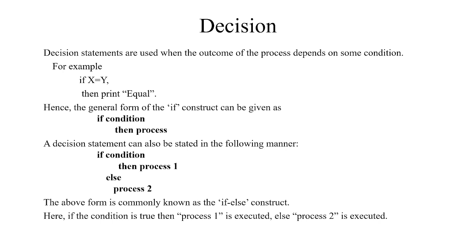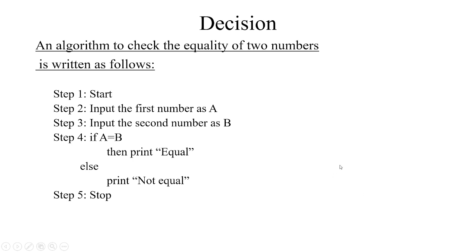Here, we said that if the condition is true, what to do, and if the condition is false, we also specify that. That is, if condition, then if the condition is true, do process 1. If the condition is false, then do process 2, which is next to else. The above form is commonly known as the if-else construct. That means it clearly says if the condition is true, then process 1 is executed, else process 2 is executed. Now let us look at the example. In this example, we have written an algorithm to check the equality of two numbers.